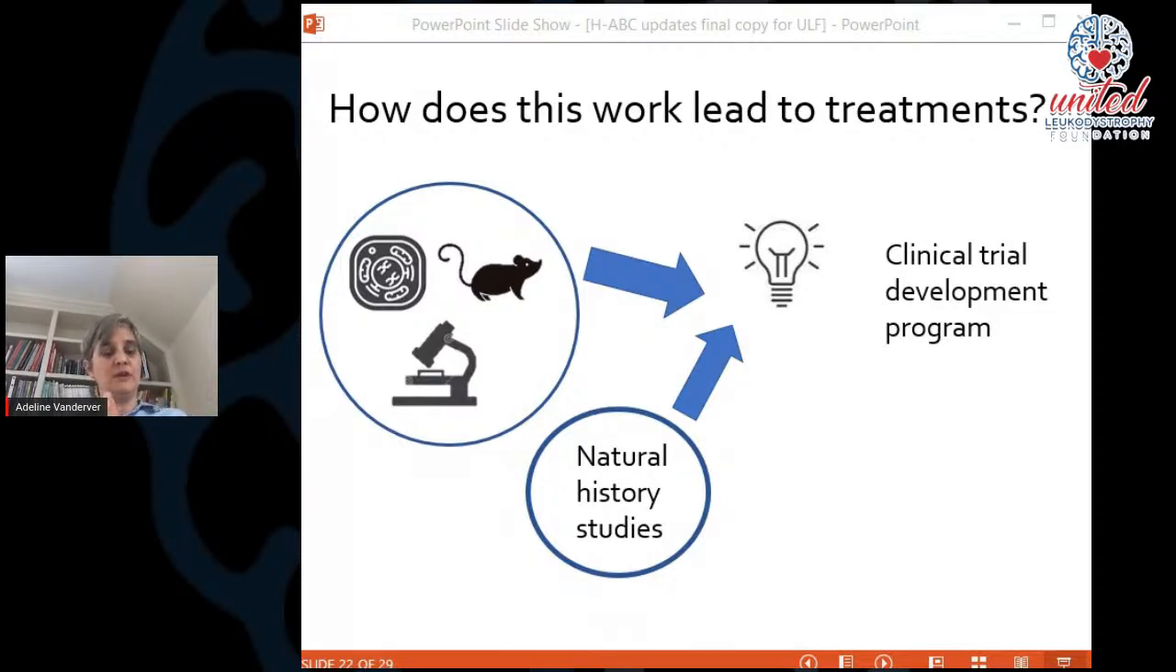So I think, obviously, so far we've been talking about mice and about cells, and there's a big gap between how we get from there to actually having something that's ready to go into people. And one of the gaps that we need to fill is natural history studies. Next slide, please.